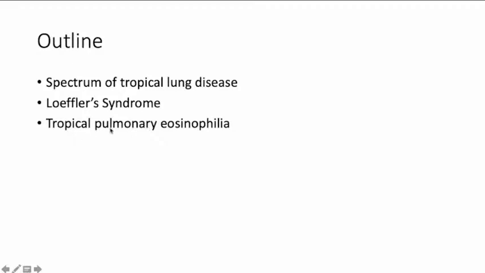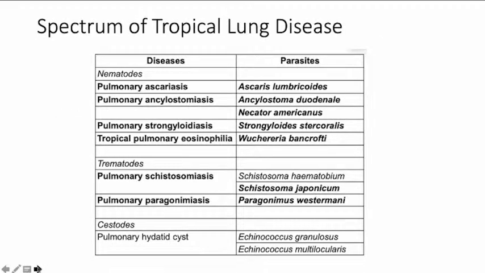So for the purpose of the lecture, my lecture focuses more on tropical pulmonary eosinophilia. But I put this slide here just to bring into focus what is the spectrum of what you call tropical lung disease. So we have nematodes that give you lung manifestations. So we have the ascariasis due to Ascaris lumbricoides, and we have ancylostomiasis, Ancylostoma duodenale, Necator americanus, and then strongyloides, and then Wuchereria bancrofti, which is really the focus of our lecture today.